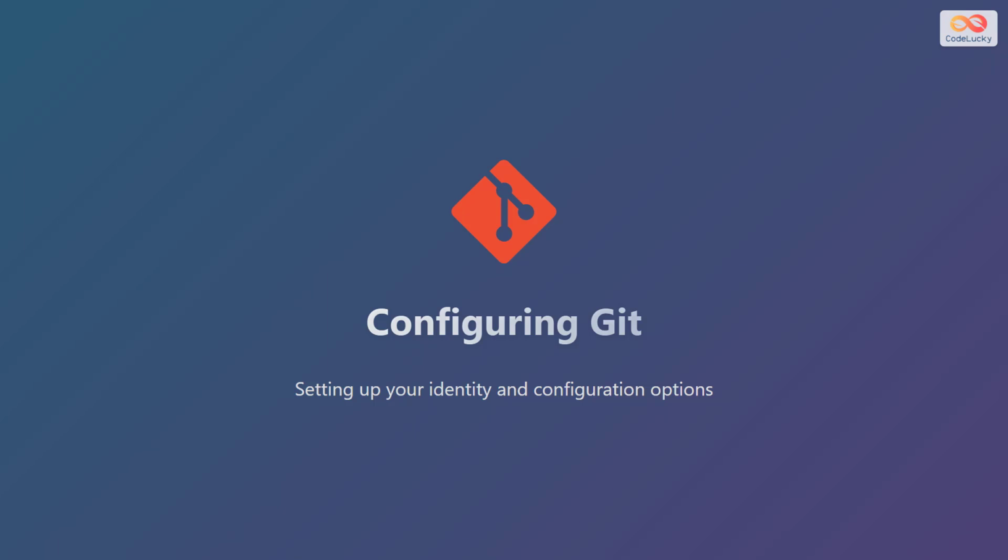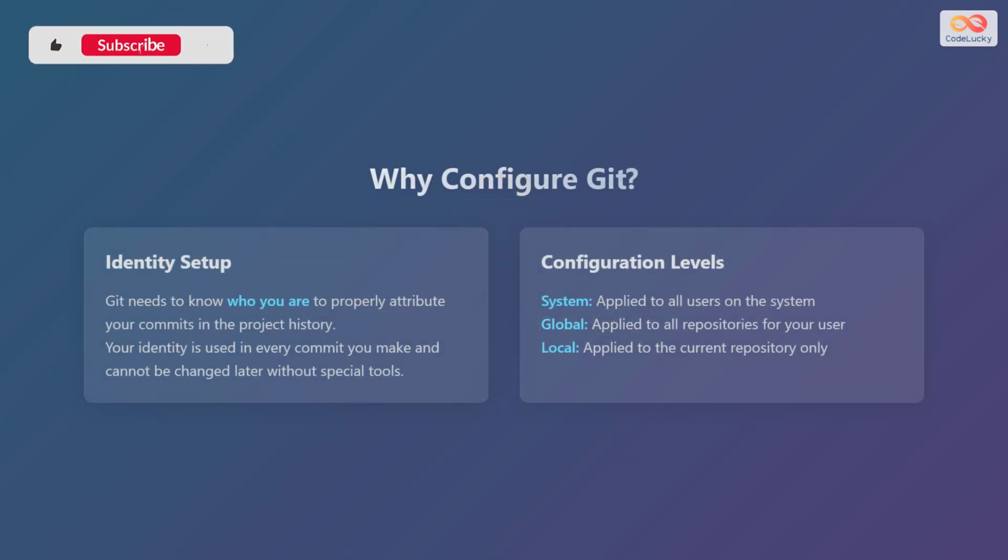Let's explore how to configure Git. This involves setting up your identity and customizing various configuration options to suit your needs. Configuring Git is essential for two primary reasons: identity setup and managing configuration levels.